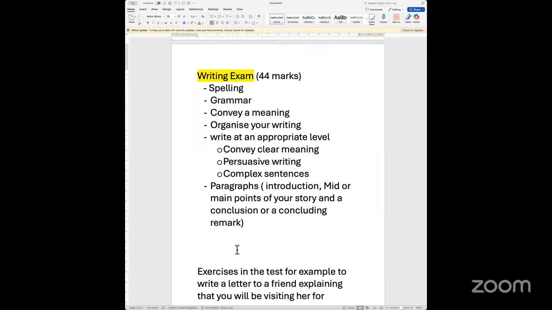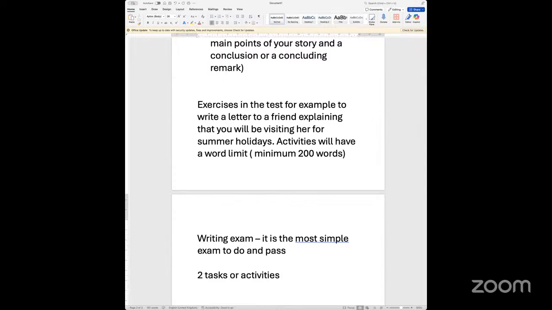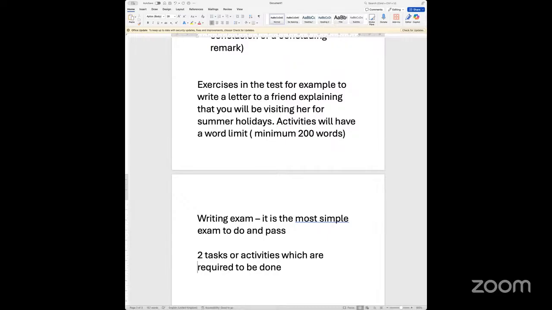Now, one last thing which I would like to put into this before we look at going into a bit more detail. The writing exam, the reason why I say it is the most simple exam to do and pass, is that I have not seen any of my learners actually failing a writing exam. The reason is there are only two tasks or activities, I would say, which are required to be done. Only two tasks.